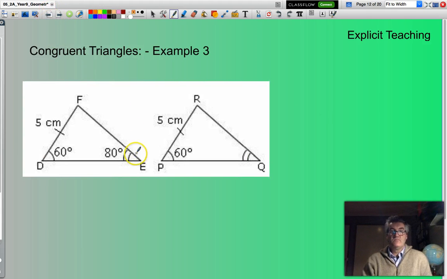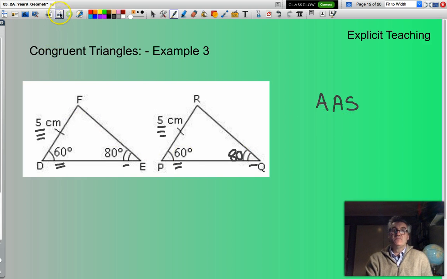Next example. Now, just quickly, I will write in 80 degrees on this one. That's just missing. Now, this time I'm given two angles and a side. So let's have a look. This angle here is the same as this angle there. This angle, the 60 degrees, is the same as this angle here, the 60 degrees, and the 5 centimetres is the same as that 5 centimetres there. So, following the order around, angle, angle, side, angle, angle, side. So that meets one of the conditions for congruency. So angle, angle, side.